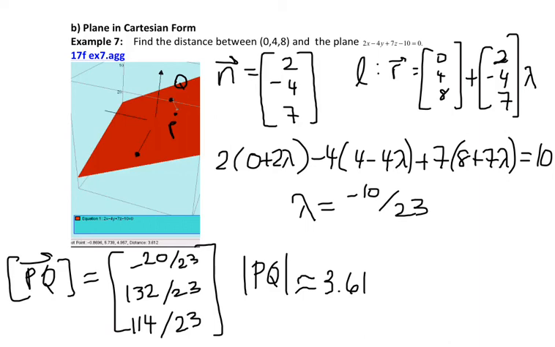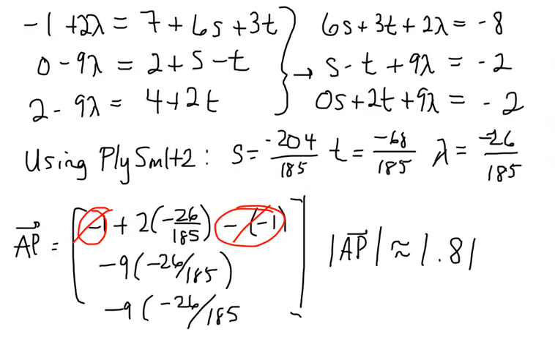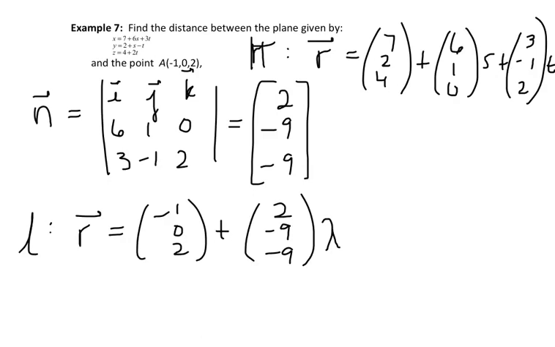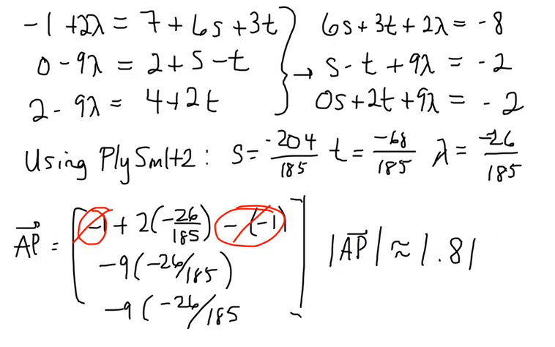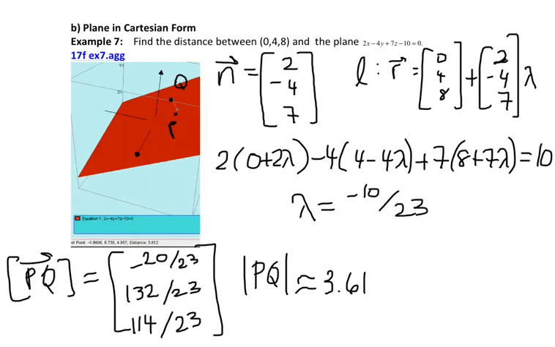So same method, doesn't matter what form we're in, we're going to find the equation of the line that runs perpendicular to our plane, and then we're going to find where the line intersects the point. And in the end, I can use just the lambda part of my equation of the line to find the vector that connects the point to the line, and then find the magnitude of that resulting vector.